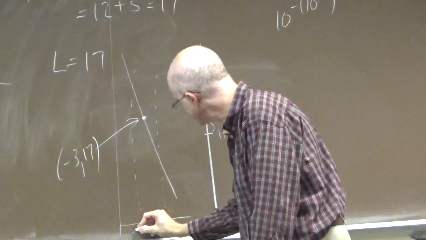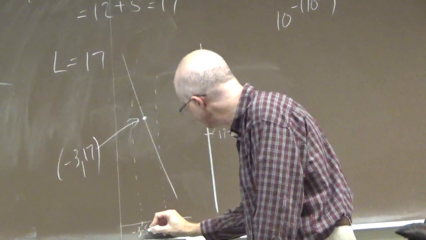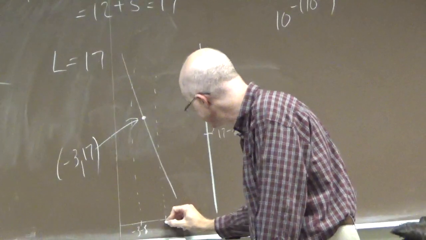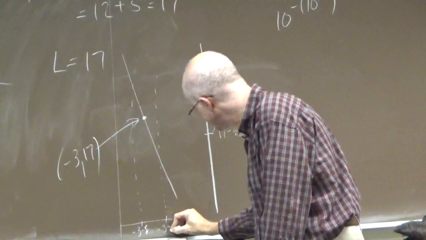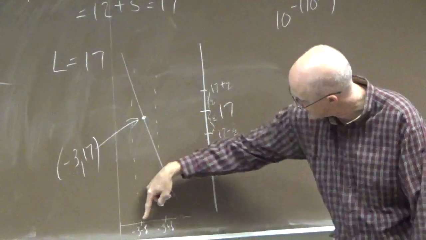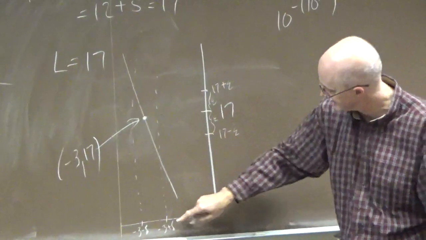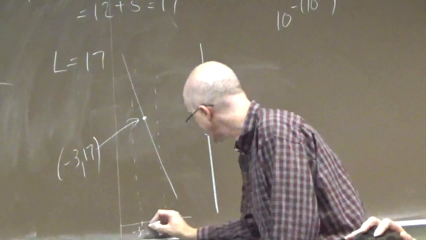If this is negative 3 minus delta down here, and this is negative 3 plus delta down here, that's hard to see. That one says negative 3 minus delta. This one says negative 3 plus delta. Kind of hard to draw down here.